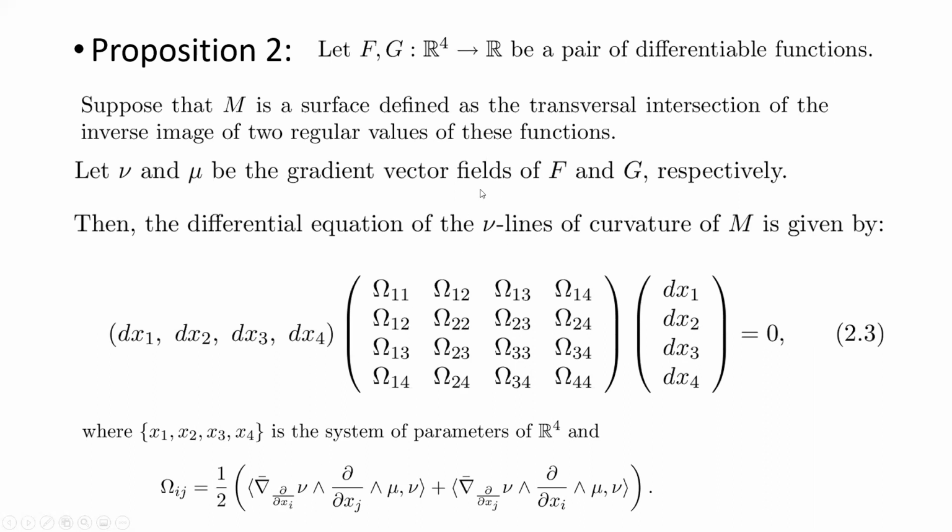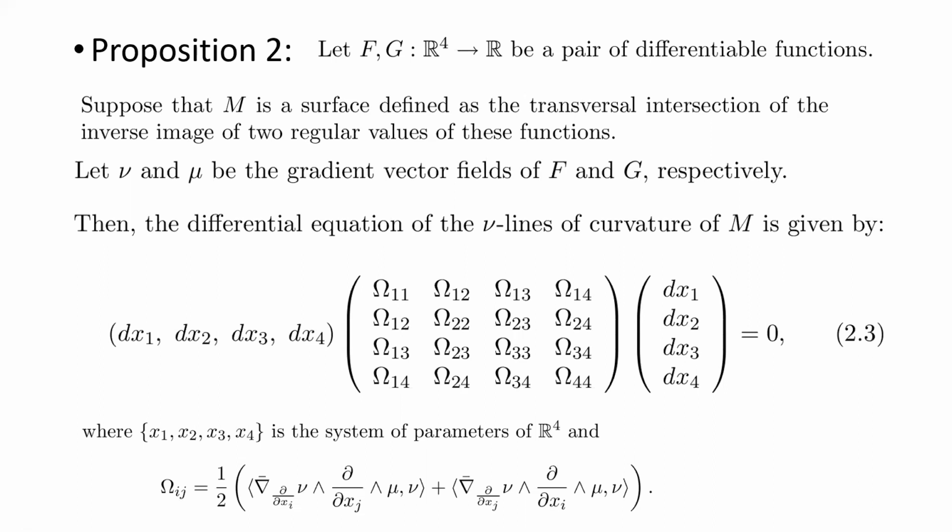Observe, nu is what we choose as the normal in this case. So it's computable. The point is that this is computable in R4. Despite that it might be difficult, you can use Mathematica and whatever, and you can compute this equation. Now, this is in general. This is general for transversal intersection of inverse images of regular values of two functions.